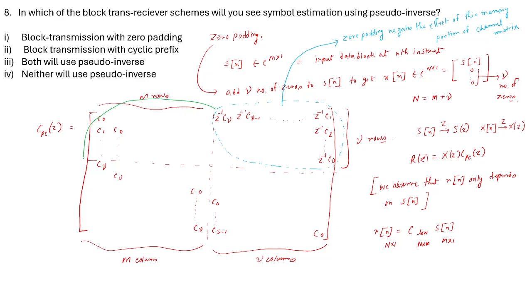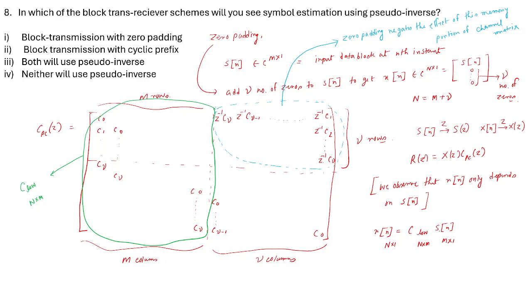So this part of the matrix here is the C low matrix, which is our concern here, of size n cross m. It has n rows, but it has only m columns. We are discarding the extra columns, and that brings out the relation between the received block at the nth time instant and the transmitted block at the nth time instant.